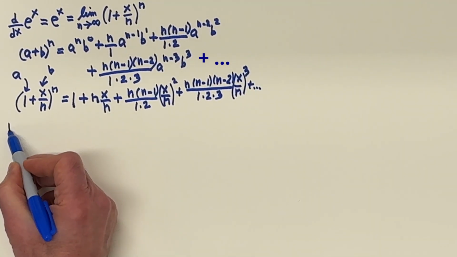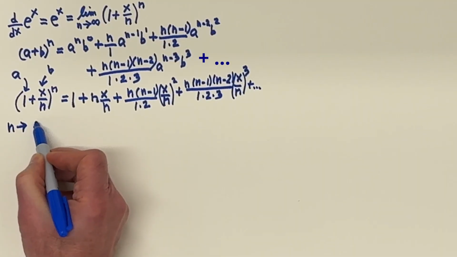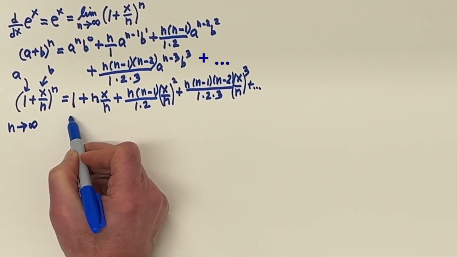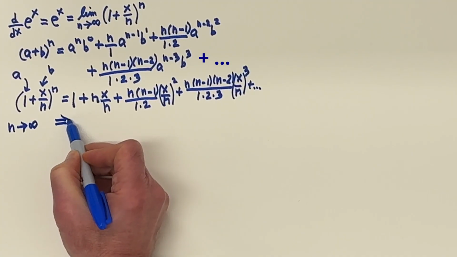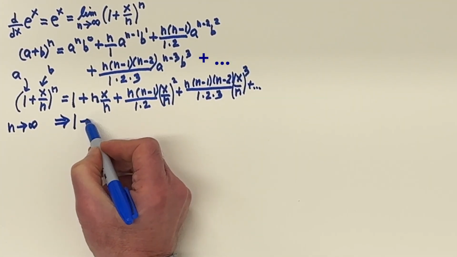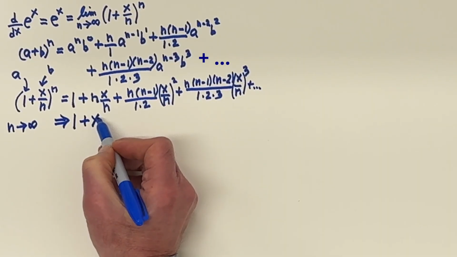Now we're going to want n to go to infinity, and that's not going to affect 1. So in other words, you're going to still have a 1 here, and this n is going to cancel that n. So you're going to have x.